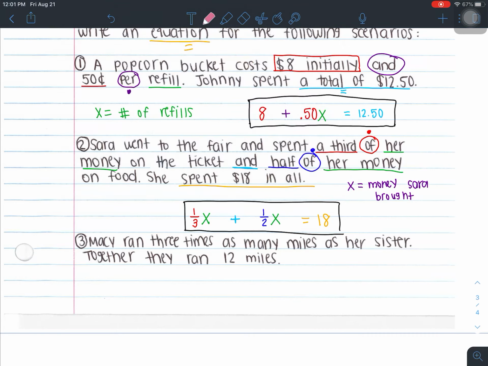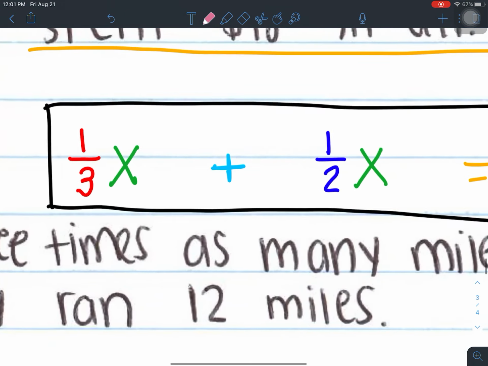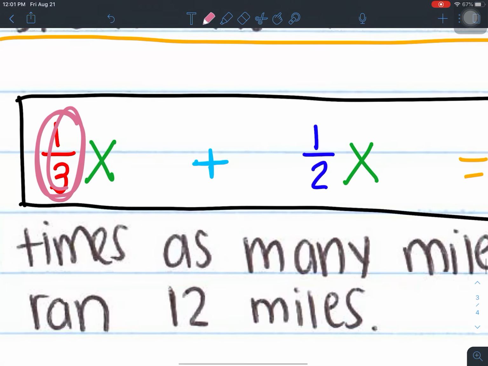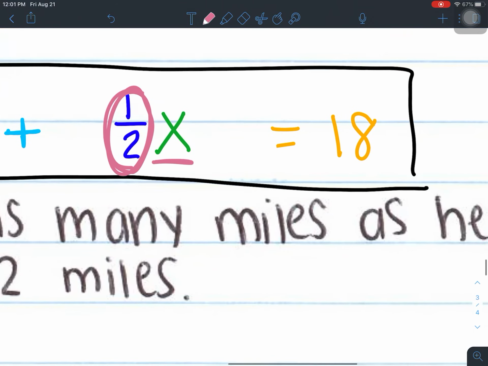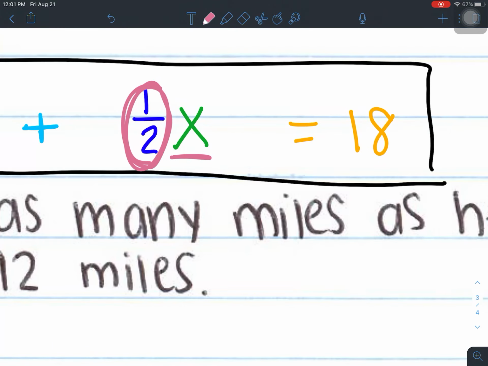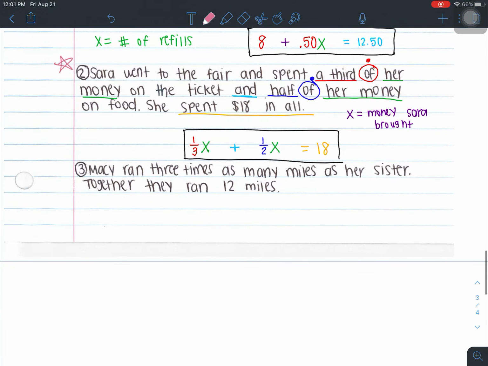Now this problem is super important and it stumps us a lot, so it's very important that you come back and look at this one because you might see it again. So let's review this. It says that she spent a third of her money on a ticket, and then half of her money on food, and in total she spends $18. So that's how we broke that down and translated everything.